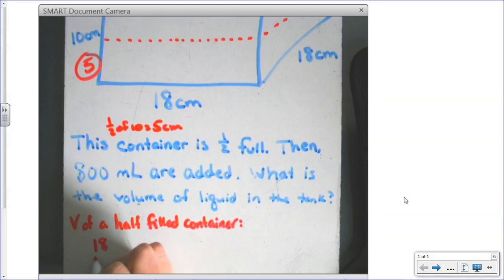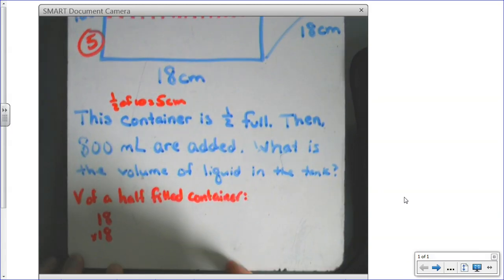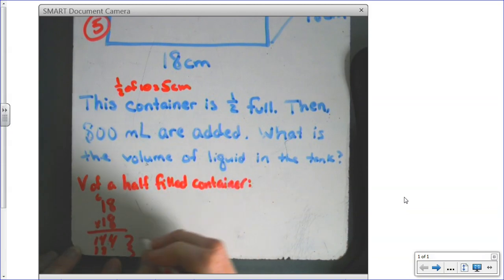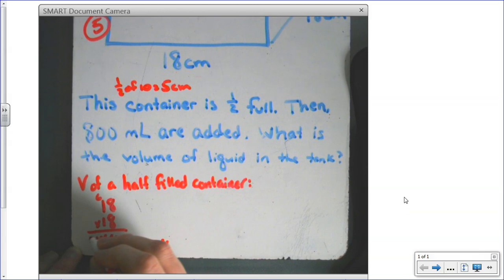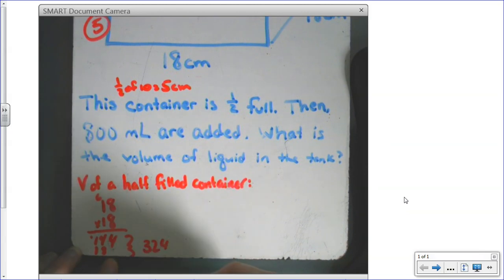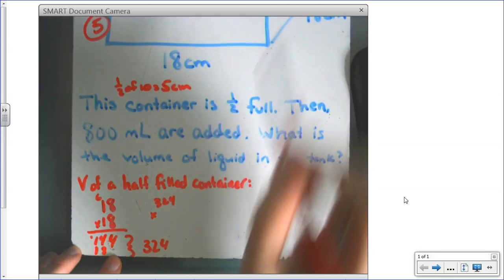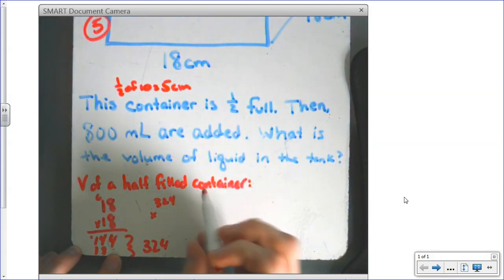So 18 times 18, let me move this so it all shows up on the screen. 8 times 8 is 64. And 8 times 1, 8 plus 6 is 14. And I'm going to squeeze this in a little bit. 8 and 1, so my added answer is going to be 4 to 324.